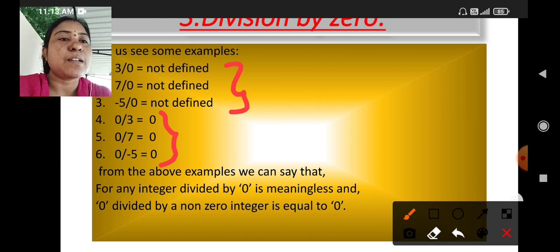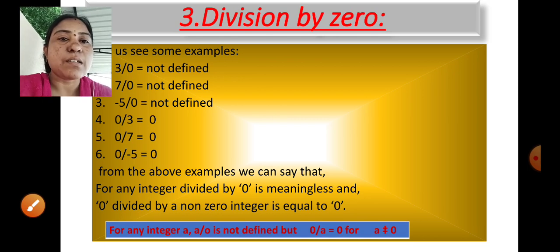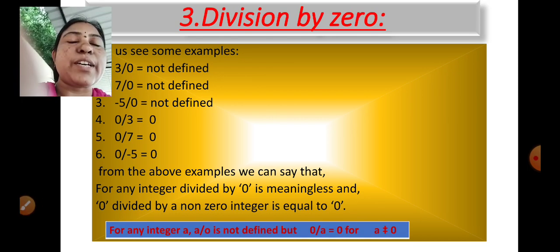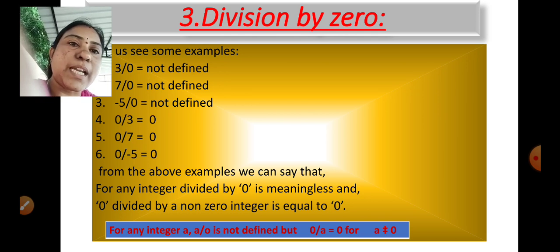Okay children. Now from this we can say that for any integer a, a by 0 is not defined, but 0 by a is equal to 0. Okay children, when a is not equal to 0.